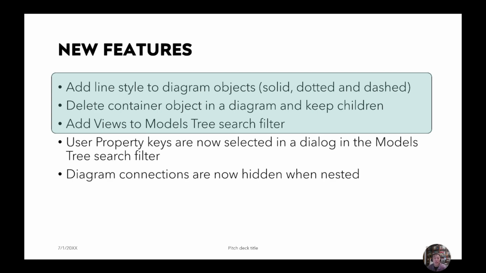The second one is delete container object in a diagram but keep children. Before this early adopter version, if you wanted to delete a container, I will show you what the container means, in the view, then all the child elements inside this container would be deleted as well. But now you get an additional option to keep children. Sometimes you just want to remove the backend group element, but you don't want to take time to drag again all the children. That is the second one I want to demo to you.